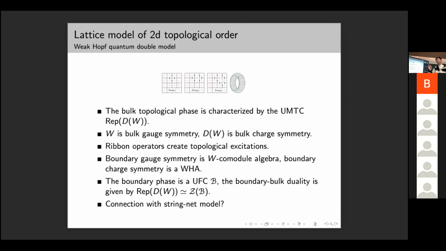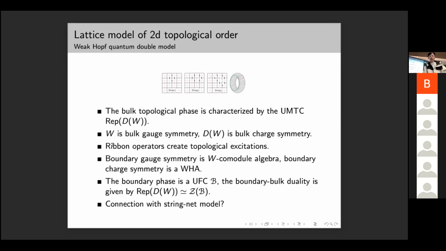This is actually a general phenomenon. For a given non-chiral topological phase, we can find the gauge symmetry, and we can find the charge symmetry, and they are related not simply by the quantum double. But we know that the charge symmetry and the gauge symmetry are not unique. Because for the DW, this is the quantum double, its representation category may be equivalent to another category. This category has a quantum symmetry that is not DW. So they are just unique up to categorical Morita equivalence.